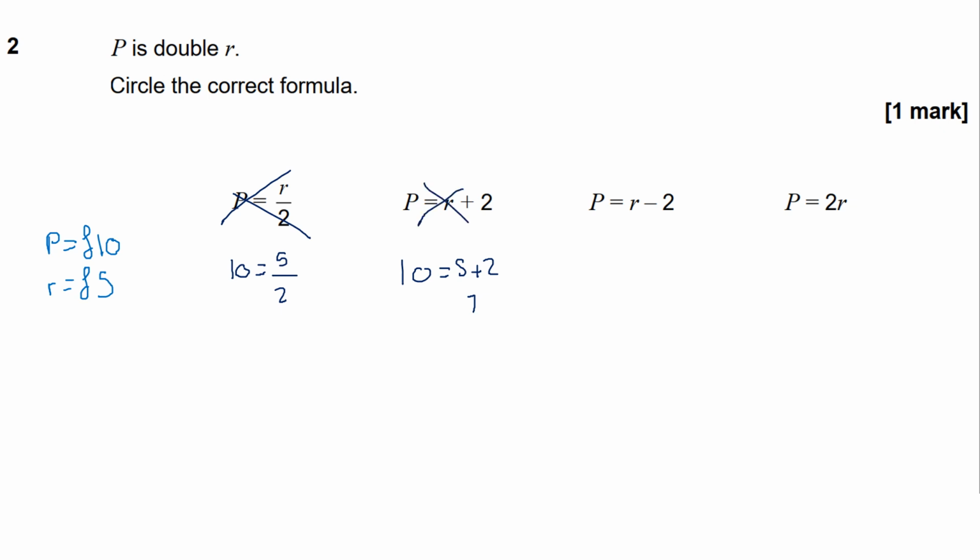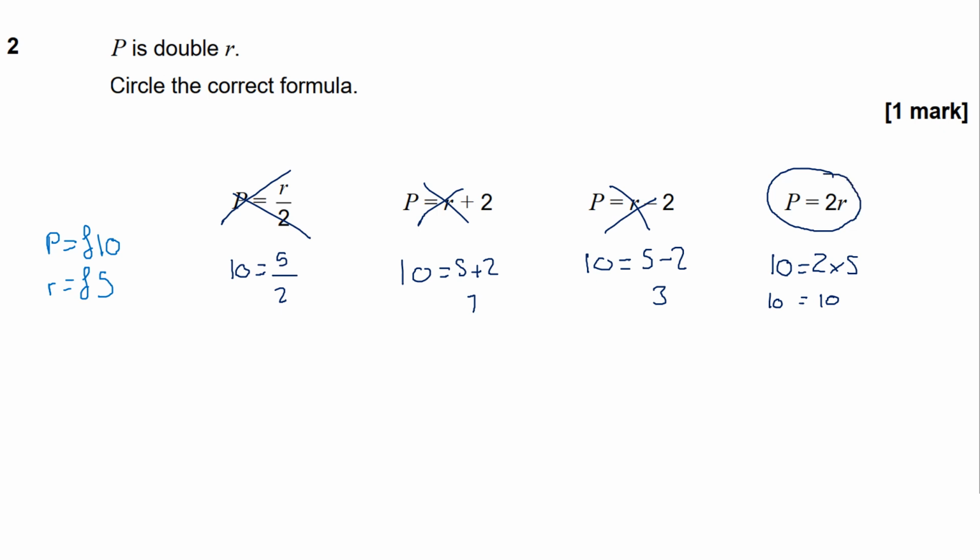P equals R minus 2. So 10 equals 5 minus 2. We know that's 3, so we know that one can't be either. So let's have a look here. P equals 2R. Well, 10 equals 2 lots of 5, and we know that is 10, so we know that it does equal 10. So I'm happy that this answer is a correct one.